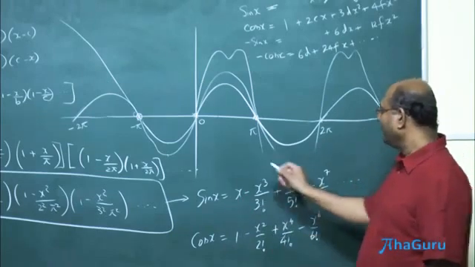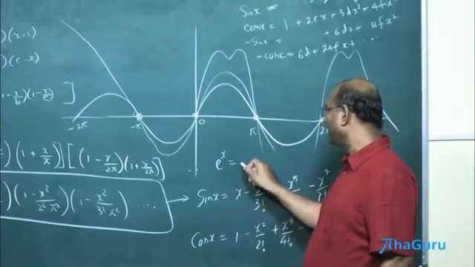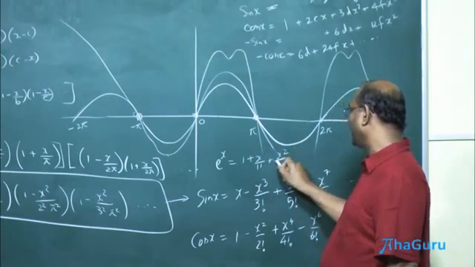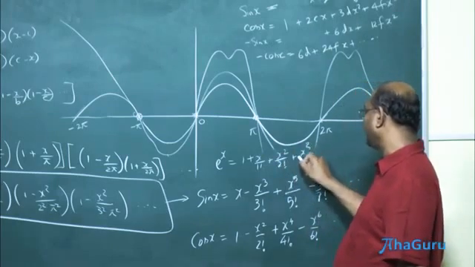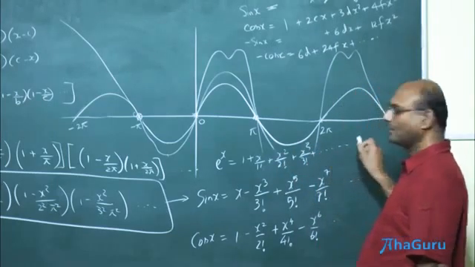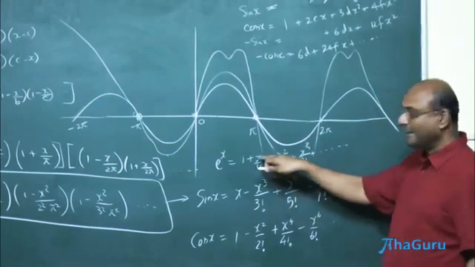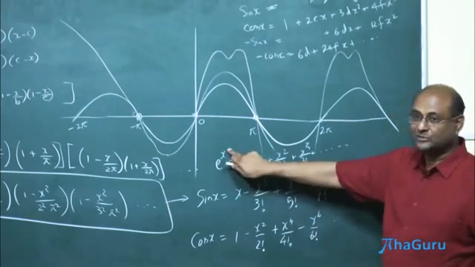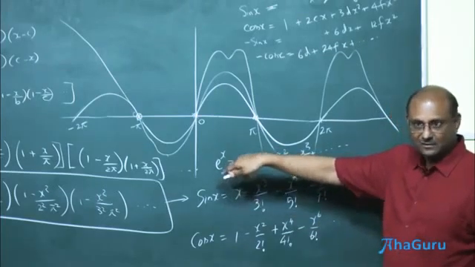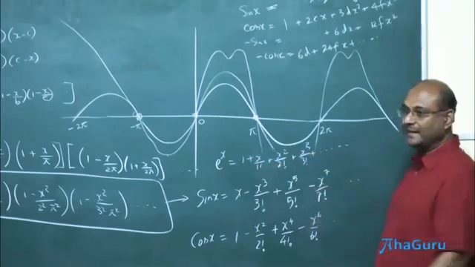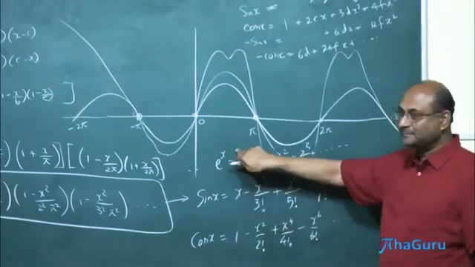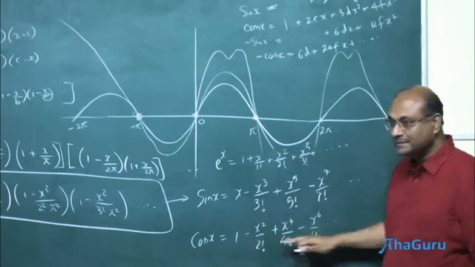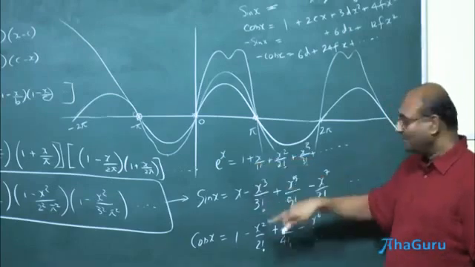So in fact, for e power x, you can write this as 1 plus x by 1 factorial plus x square by 2 factorial plus x cube by 3 factorial. Okay, so now if I put x is I theta, you will get these two expansions, because e power I theta is cos theta plus I sin theta. So in that expansion, if you put I theta, it will split up into two parts. The cos part will be this and the I sin part will be this with the I.